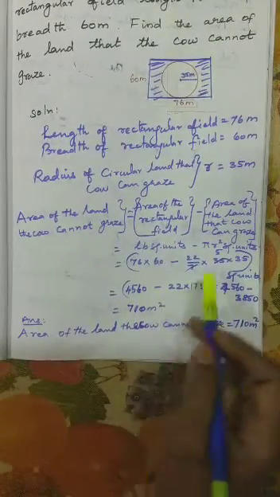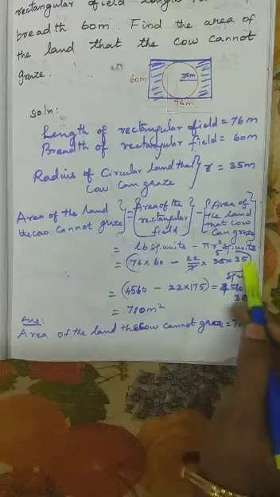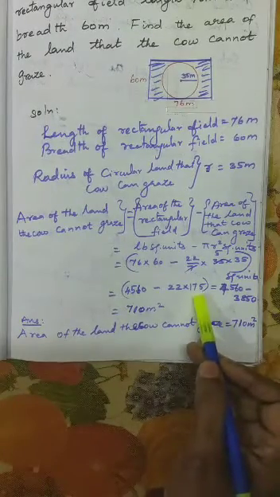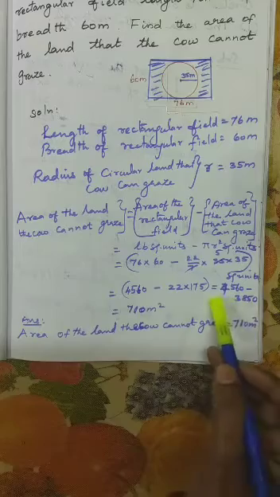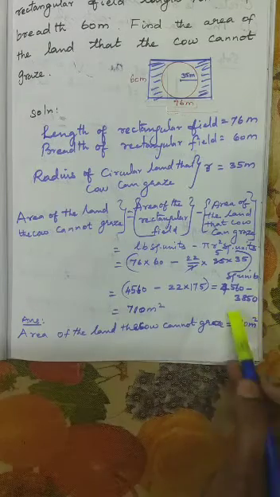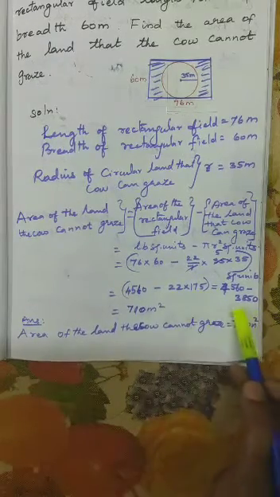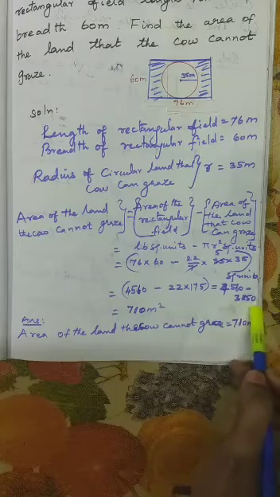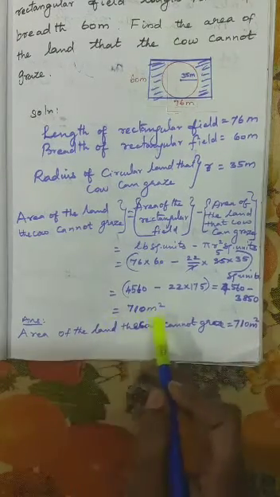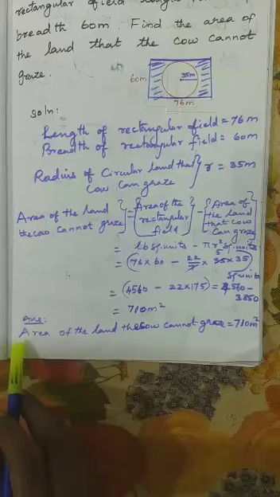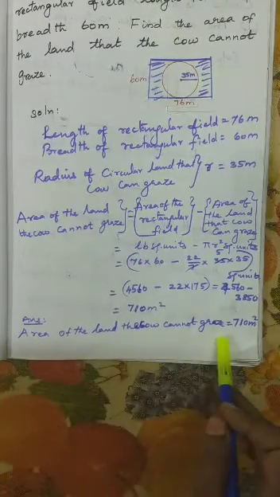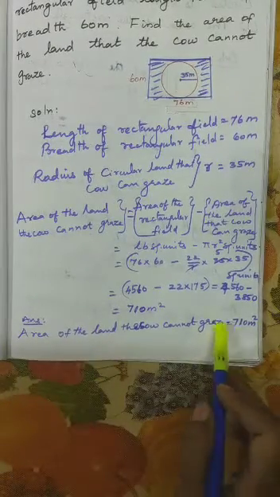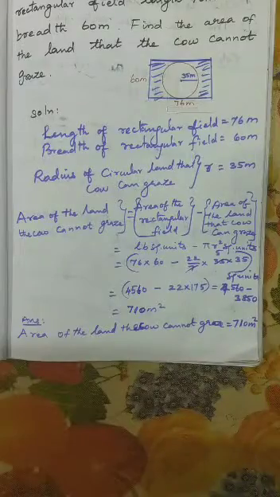4560 minus 22 into 5 into 35, which is 175. Okay. So 4560 minus, if you multiply these two, we will get 3850. That is 710 meter square. So the answer: area of the land the cow cannot graze is equal to 710 meter square.